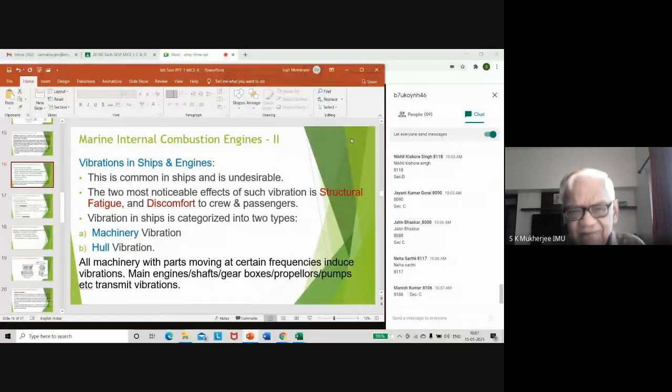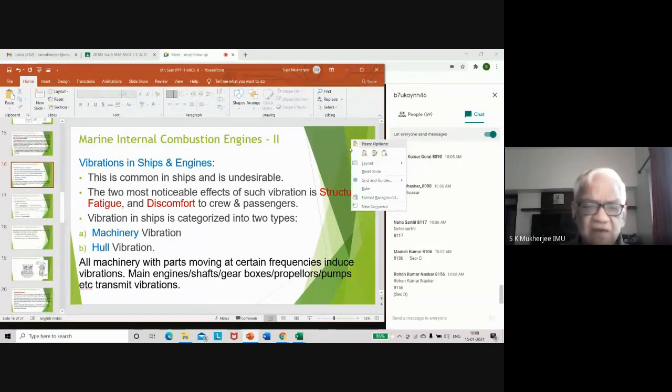Hull by itself cannot vibrate. There has to be a forcing frequency. This forcing frequency has to come from the propeller. All machinery with parts moving at certain frequencies induce vibrations. That means any component that is moving will cause a vibration. Main engines, shafts, gearboxes, propellers, pumps, etc., all transmit vibration when they are working.